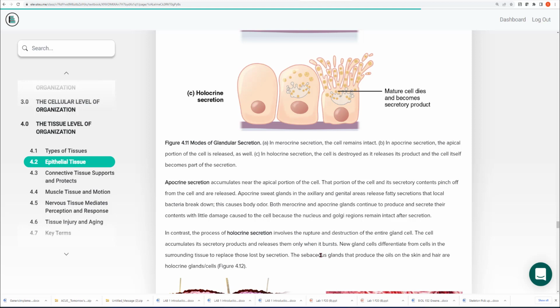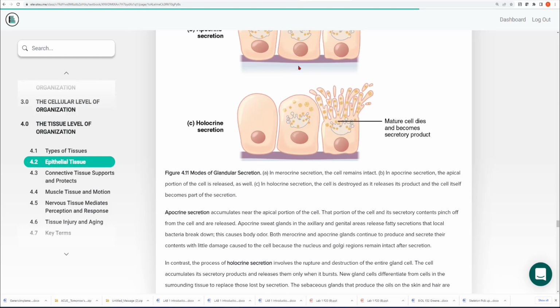And this helps to explain why these oil glands get clogged up, because the ducts that lead away from these cells are getting clogged up with these secretions and all of this cellular debris. So it makes a lot more sense why the oily glands of your body get clogged up and lead to acne, because of the type of secretion that they do.